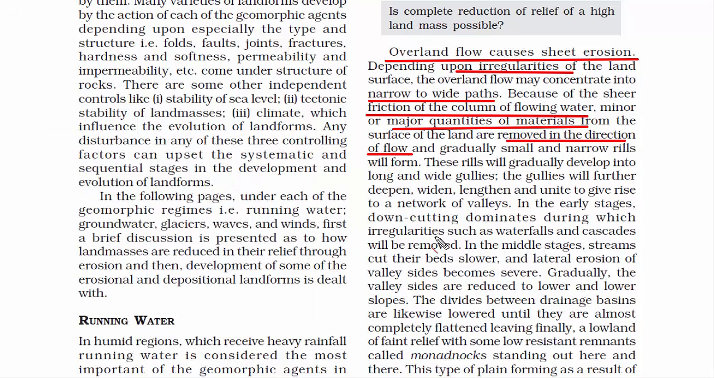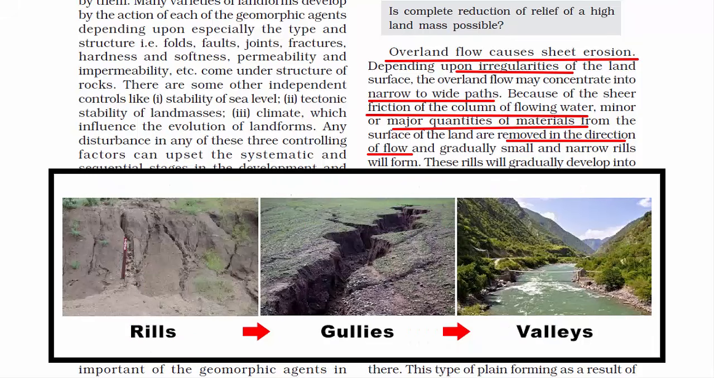And when earth materials like mud and rock are removed, small and narrow rills will form. Rills are these designs that you see on the soil. Then moving forward, these rills will gradually develop into long and wide gullies. I guess we all know what gullies are. The gullies will further deepen, widen, lengthen and unite to give rise to a network of valleys.